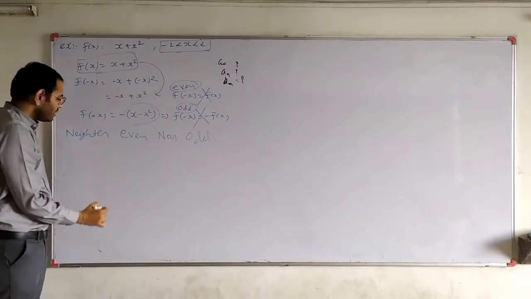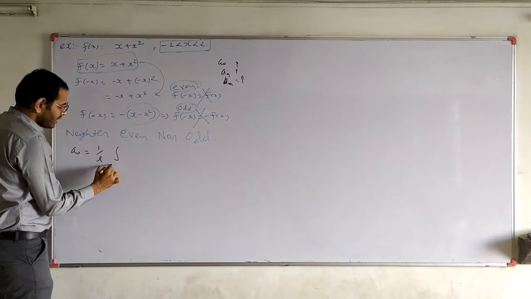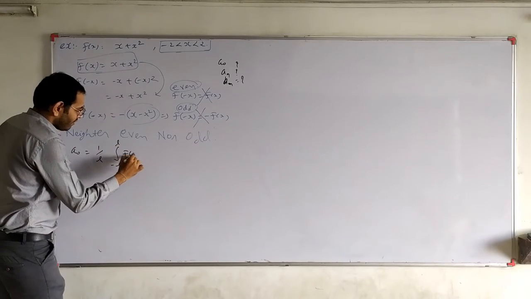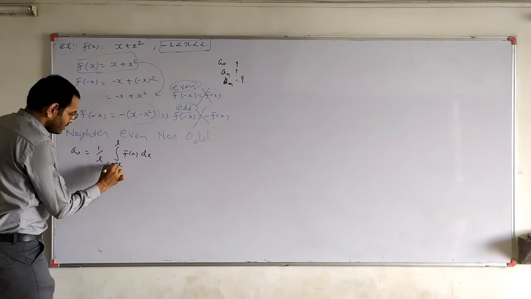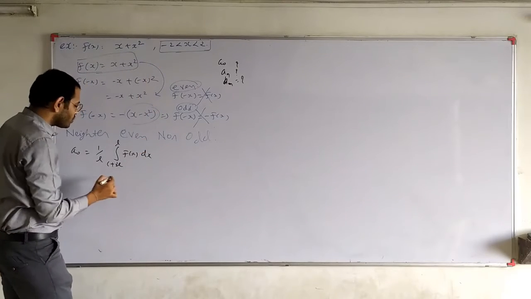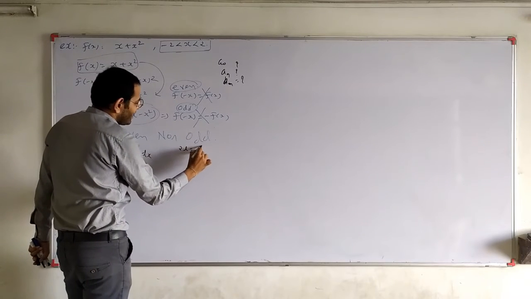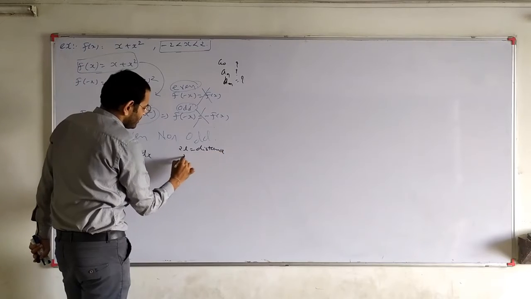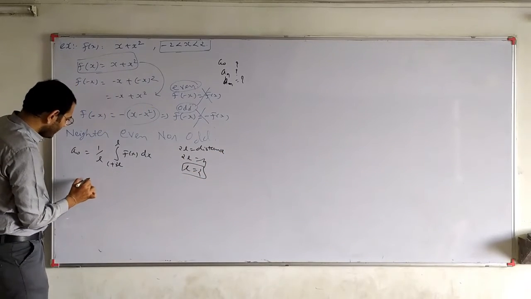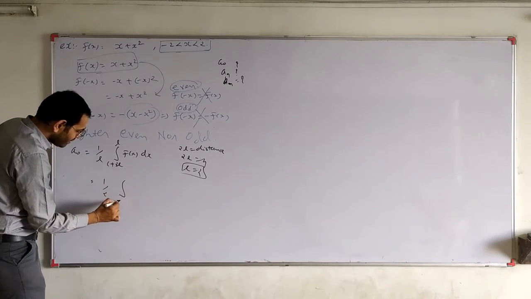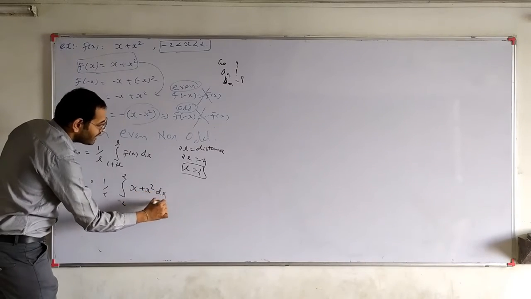Let's start with a0. Then a0 equal to 1 upon L integral from minus L to L of f of x dx, otherwise c to c plus 2L. Then the value of c is minus 2. First of all we have to find 2L equal to the distance, then 2L equal to 4, then L equal to 2. Then substitute the values L equal to 2 and 1 by 2. Here the limit is minus 2 to 2, and the function is x plus x square dx.